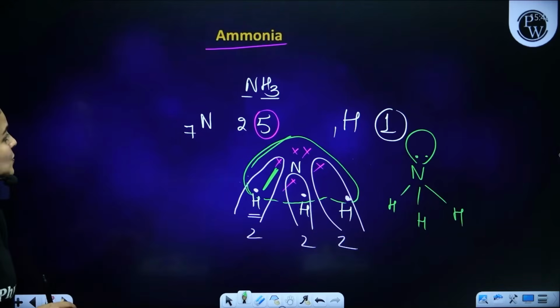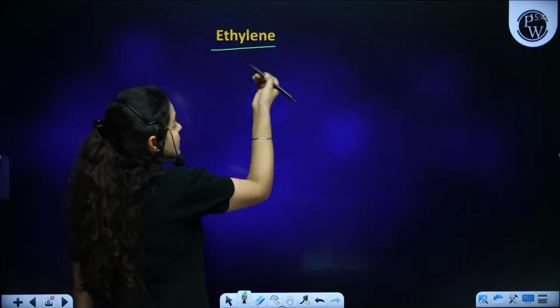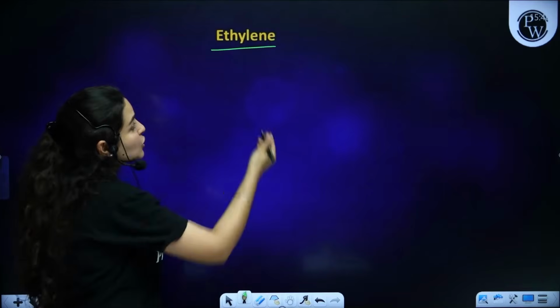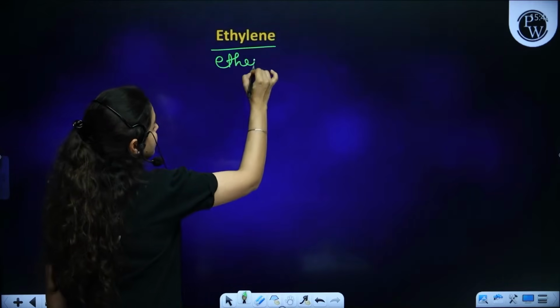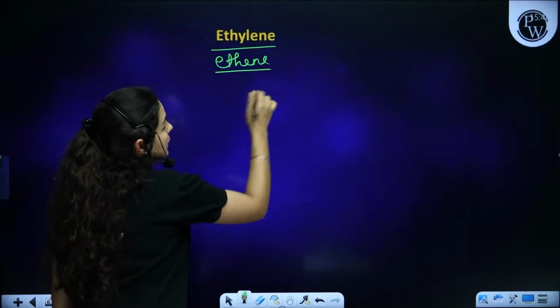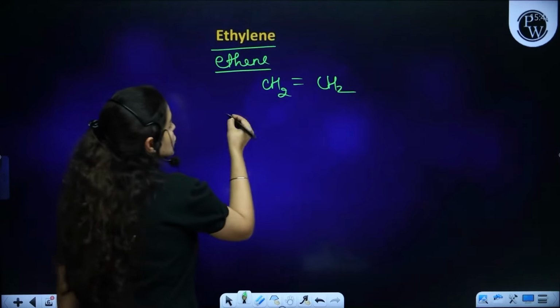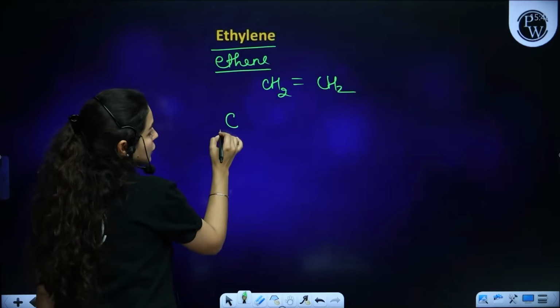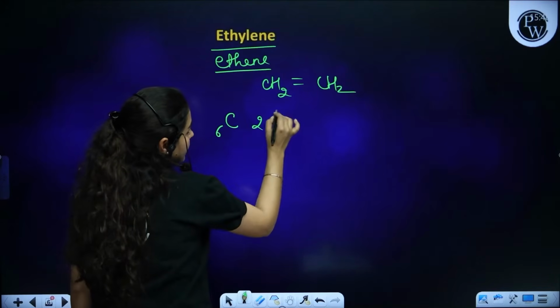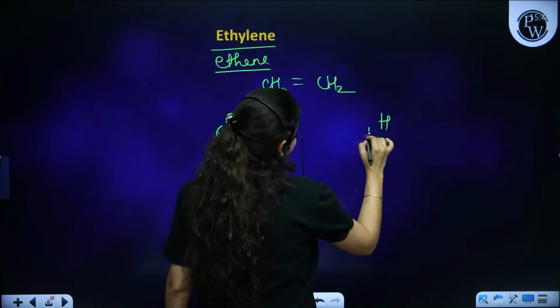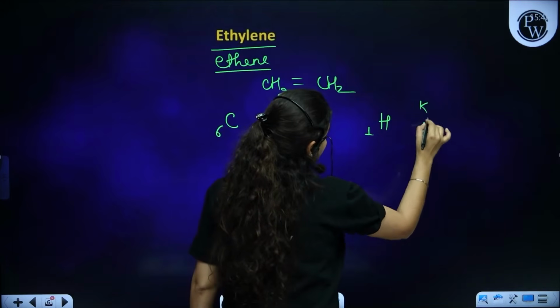Okay, next one, it's ethylene. Now what is ethylene? It's a common name used for ethene. Now we know what is ethene. CH2 double bond CH2, right? So you write the electronic configuration for carbon, which is 2, 4. Then write the electronic configuration for hydrogen, 1 electron in the K shell.